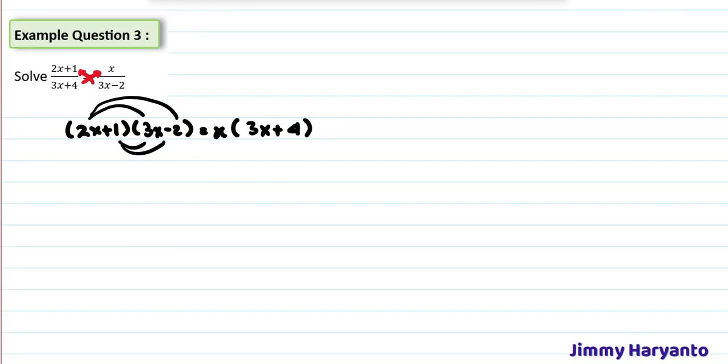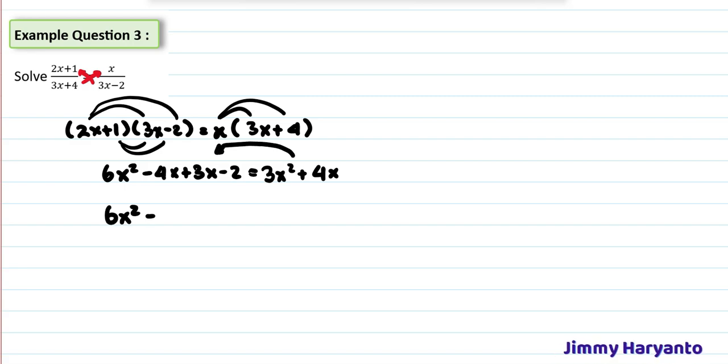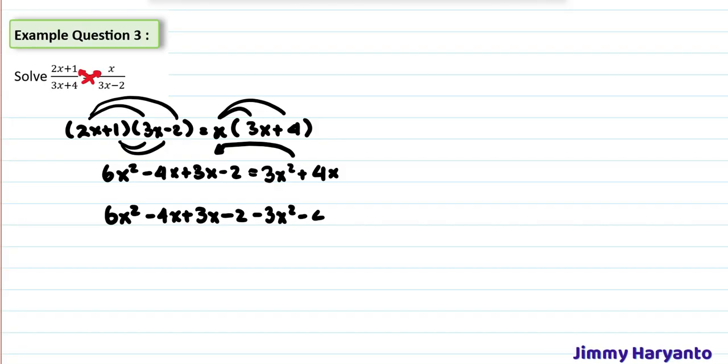And then next is to expand this one. You have to simplify the expression first. So you'll have 6x squared minus 4x and then plus 3x minus 2. And for the right hand side, you'll have 3x squared plus 4x. And then, as I told you before, the equation has to equal 0. That means you have to move this to the left hand side. So you'll have 6x squared minus 4x and then plus 3x and then minus 2 minus 3x squared minus 4x equals 0. Like that.